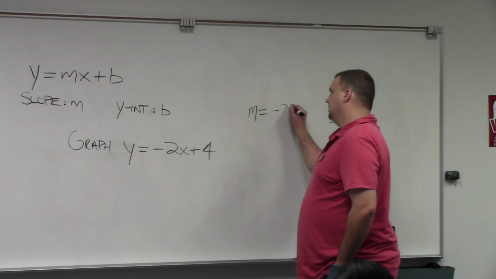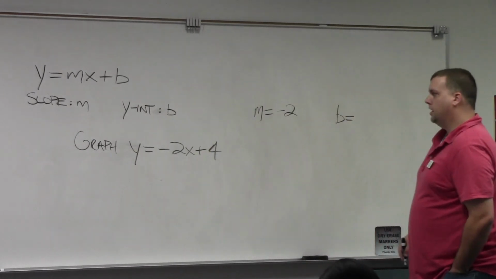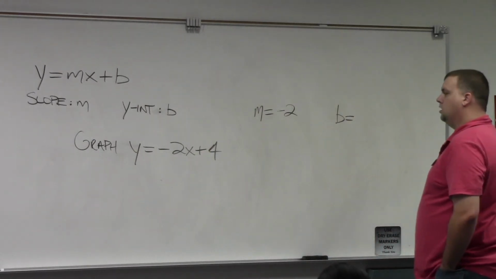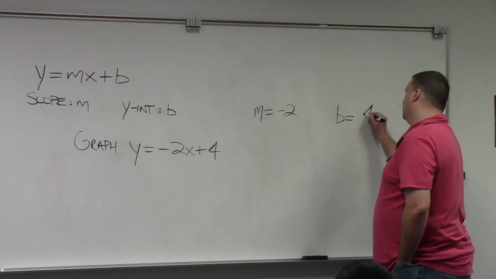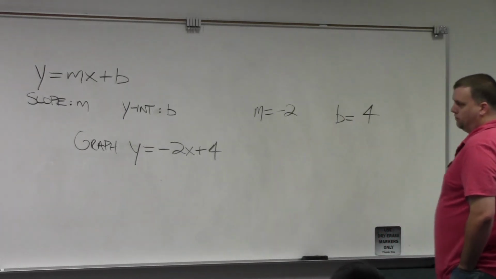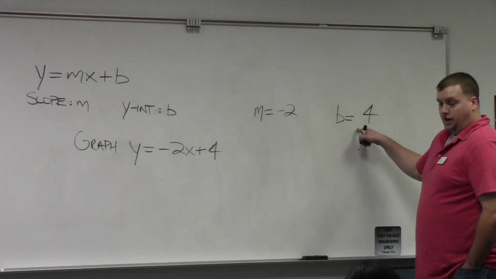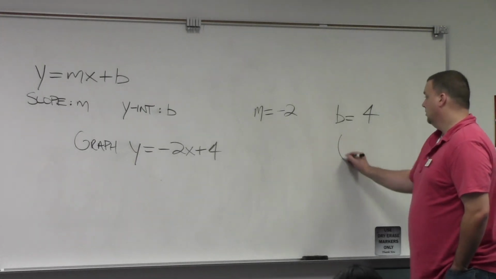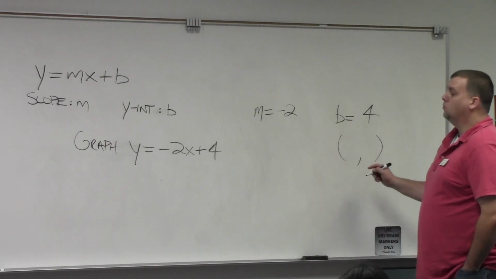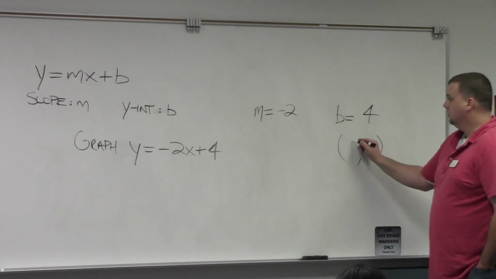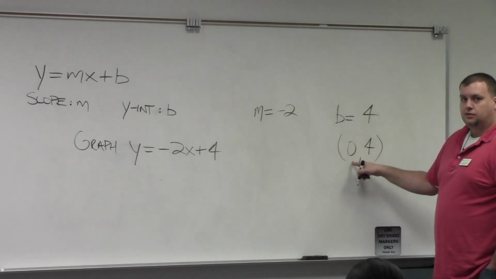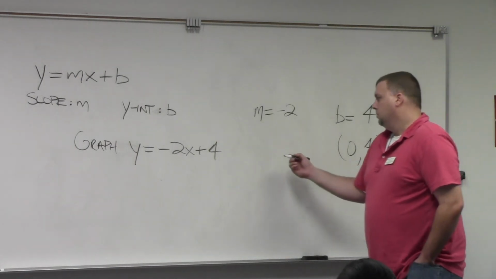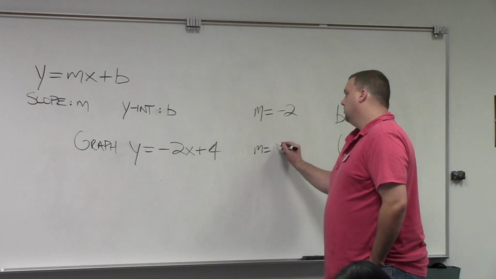Yeah, it's just the number in front of x. Just negative 2. What's our y-intercept? 4. Okay, so let's clarify what this information means. A y-intercept of 4 means it's the ordered pair, what? 0, 4. Remember, a y-intercept always has an x value of 0. Remember that the slope means rise over run.